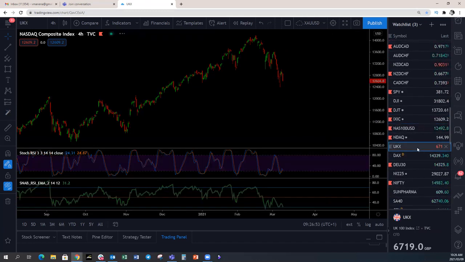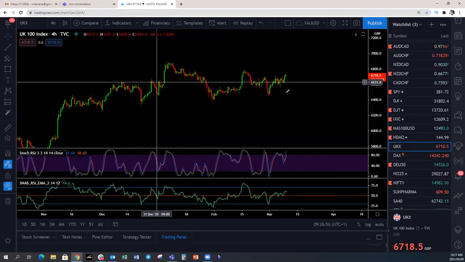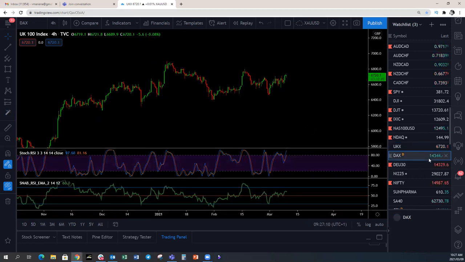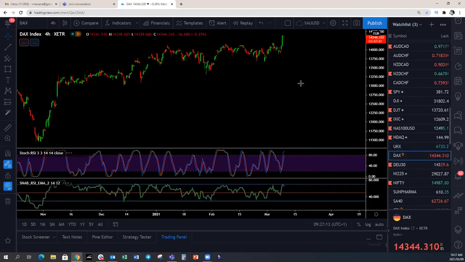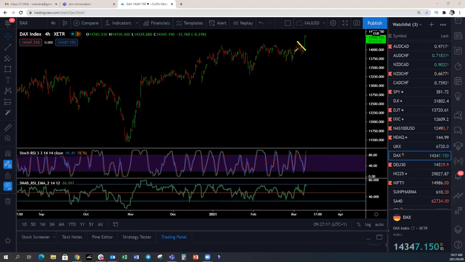UK 100. Sideways, expect this to push up higher. Same way this one pushed up higher, 1, 2, 3 up, 1, 2, 3 back. So we're looking for that move in the UK 100. DAX has broken out as expected, looking further upside. That is DAX. Nothing we didn't discuss there.